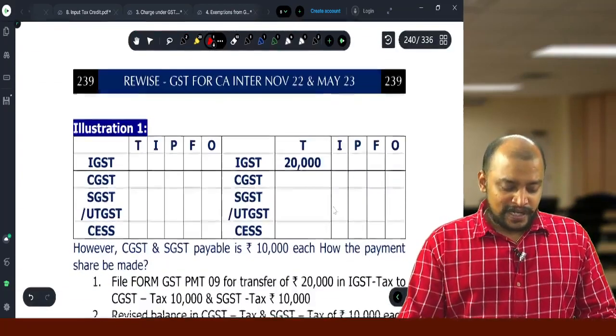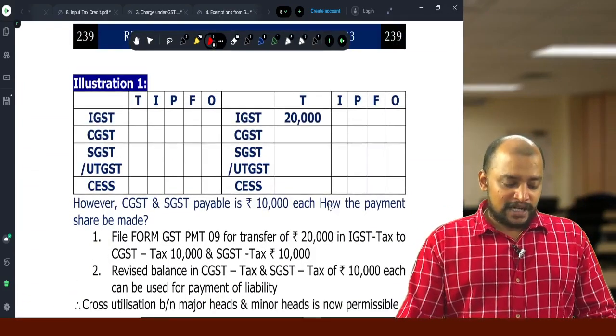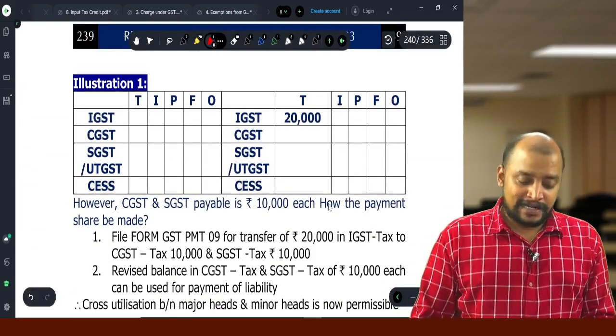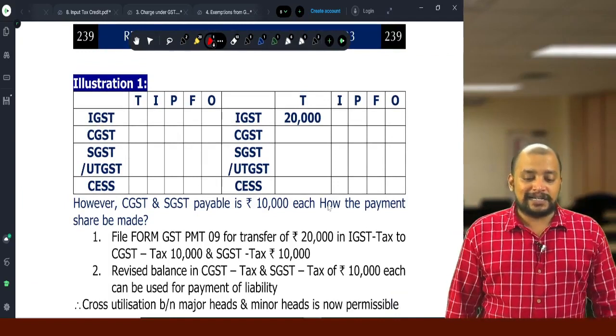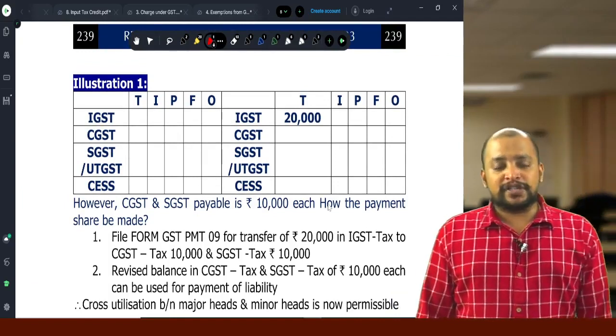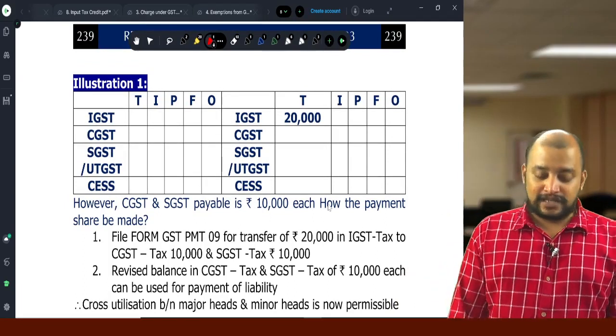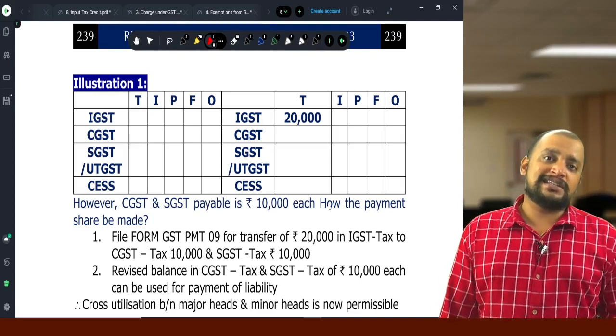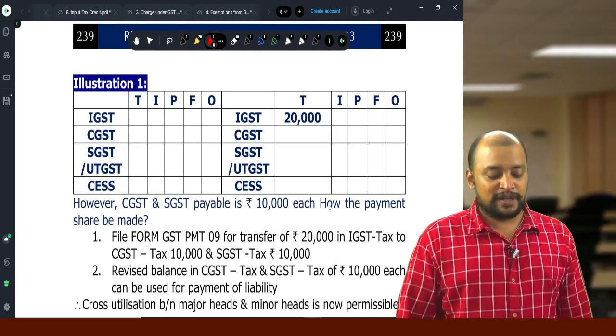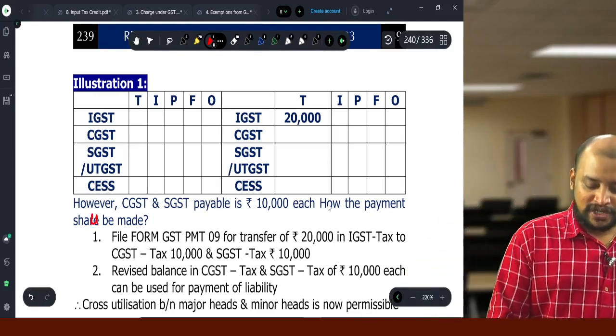Then next one, based on that only I have given one illustration, you can see. This is the cash ledger on the debit side and credit side. Now we made a deposit of 20,000 into IGST tax. However, CGST payable is 10,000, SGST payable is 10,000. How shall the payment be made?